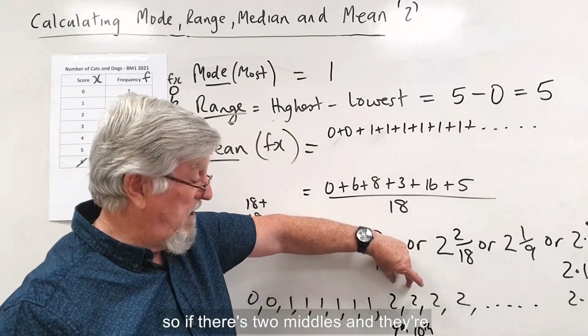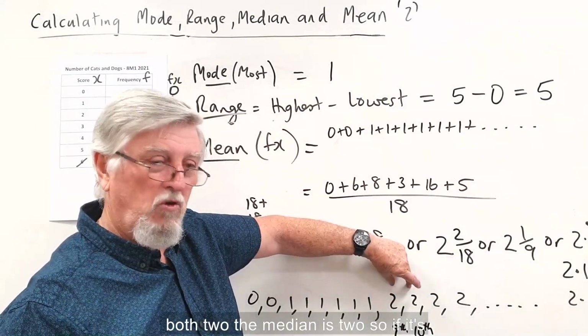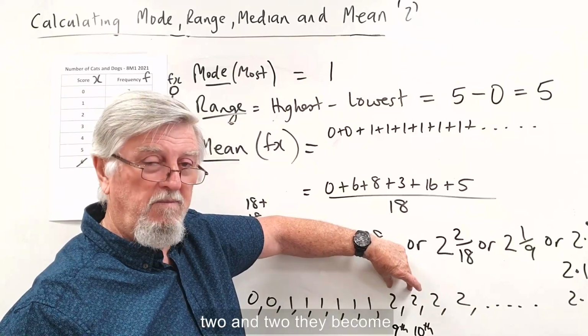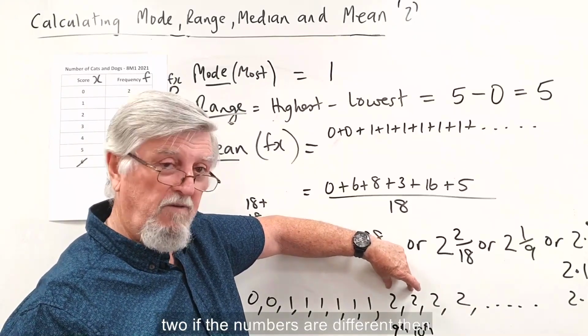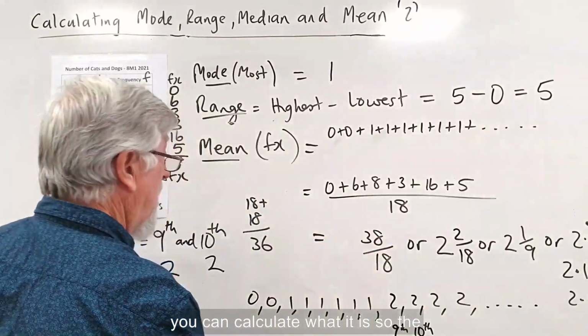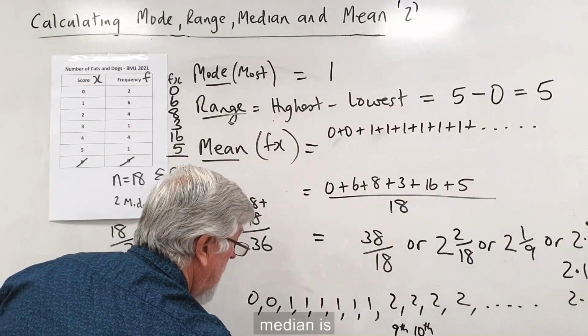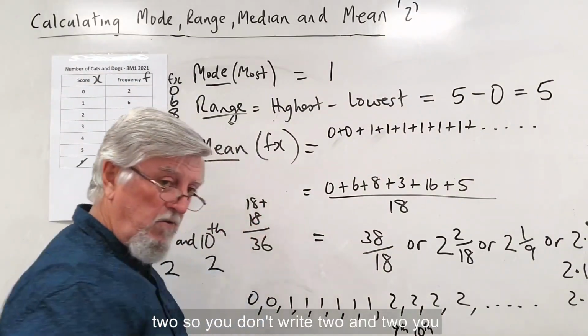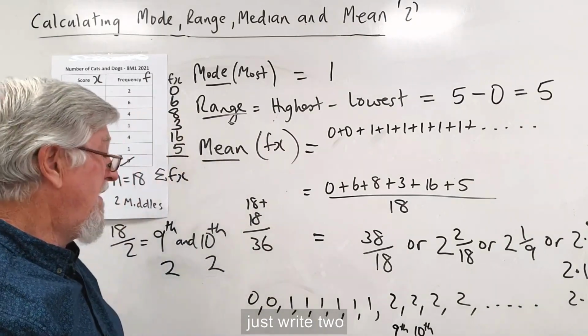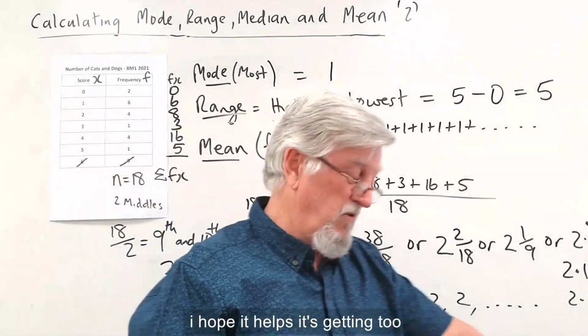So if there's two middles and they're both 2, the median is 2. So if it's 2 and 2, they become 2. If the numbers are different, then you've got to calculate what it is. So the median is 2. So you don't write 2 and 2, you just write 2. Oh, I hope it helps. It's getting too long-winded again.